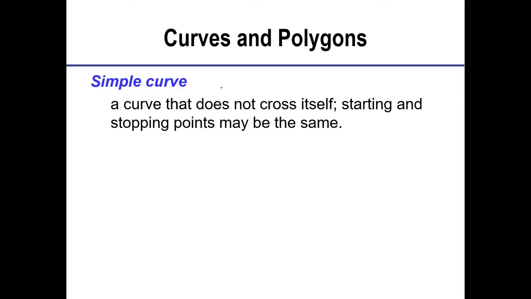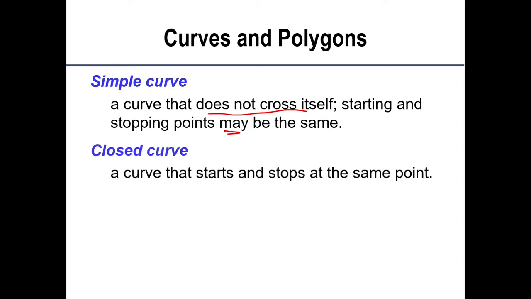So we'll start by definitions. A simple curve is a curve that does not cross itself. Starting and stopping may be the same. It doesn't have to be, it can be. A closed curve is a curve that starts and stops at the same point.